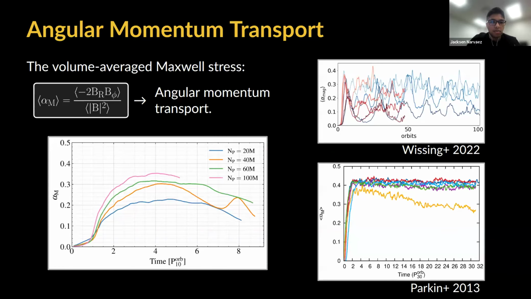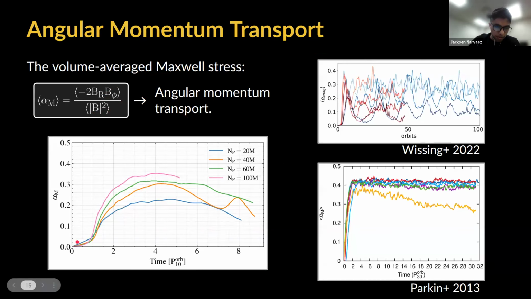Well, now how do we convert or relate the magnetic turbulence with the transport of angular momentum? For that, we use this volume average Maxwell stress normalized by the magnetic pressure, which basically quantifies the angular momentum transport due to magnetic fields.